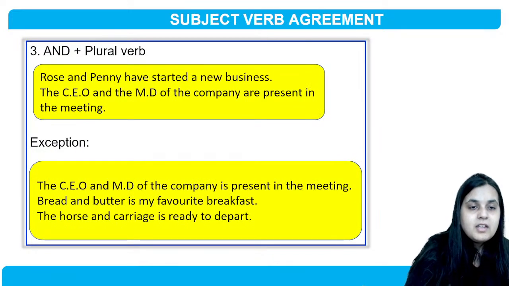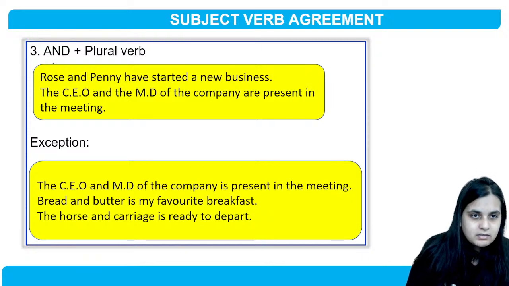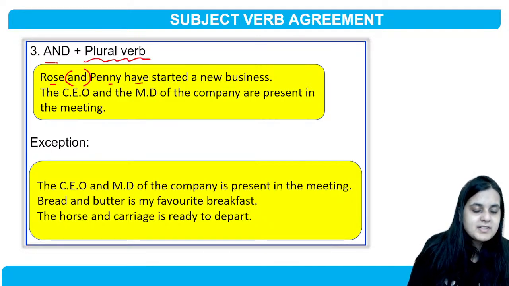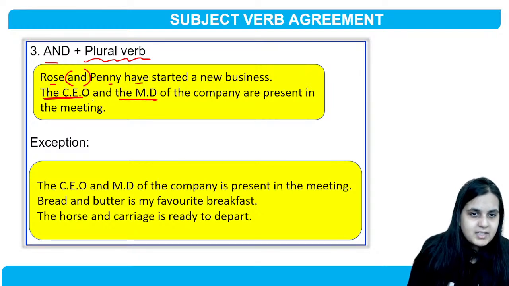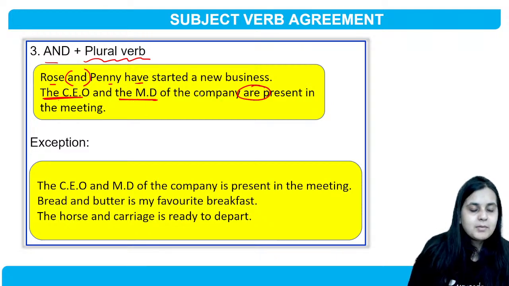Okay, the first one: whenever you use 'and' in order to connect two subjects together, for example, Rose and Penny have started. Correct? We use a plural verb because 'and' means more than one subject. The CEO and the MD, there are two people. The CEO and the MD of the company are present in the meeting. Why 'are present'? Because there are two people. So as a rule, 'and' takes a plural verb because that means multiple subjects.